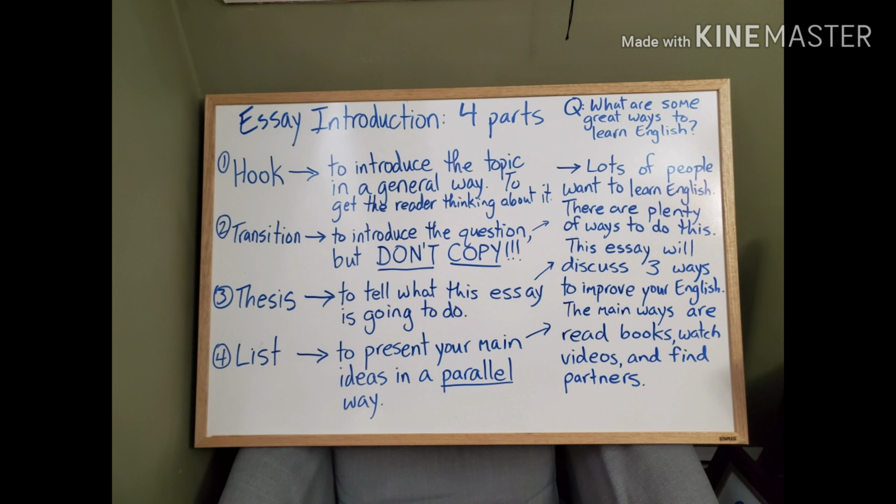Okay, so I've included a list in the example introduction on the right side. And it reads, the main ways are read books, watch videos, and find partners. So that's the 3 ways that I'm talking about how to improve your English. And they're in a parallel form. So that means they're in the same format.